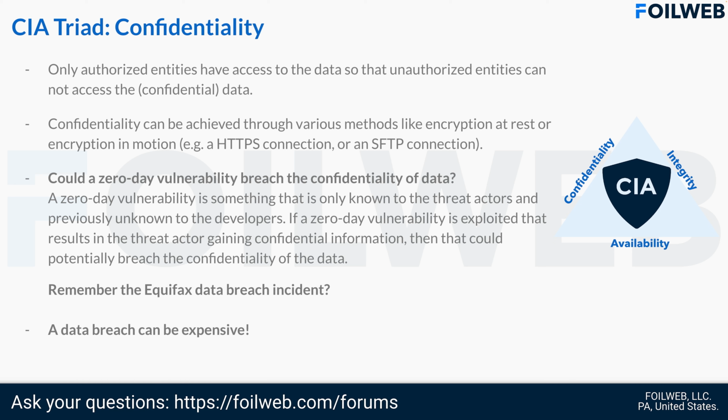Confidentiality. Only authorized entities have access to the data so that unauthorized entities cannot access the data. Confidentiality can be achieved through various methods like encryption at rest or encryption in motion. Examples of encryption in motion include HTTPS connections and SFTP connections.